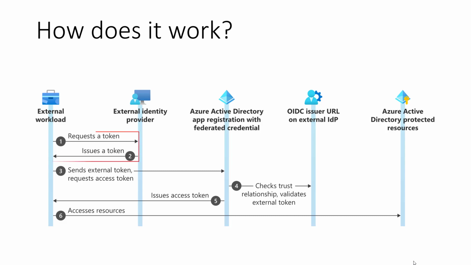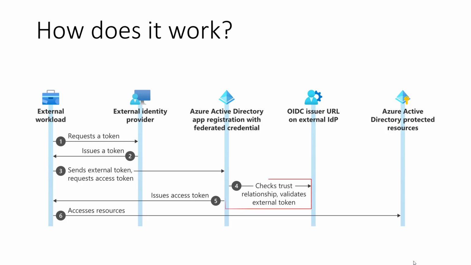So first of all, what is happening when we set up this approach: our external workload, in this case the GitHub Action, requests a token from the external identity provider, which is GitHub in this case. So the GitHub Action workload requests the token from GitHub. And GitHub issues this token to the workload, so to the GitHub Action. And then the GitHub Action sends this external token to the Azure Active Directory, which is, of course, federated because we register this application and we configure everything as it should be, and we will describe it in the demo in a minute.